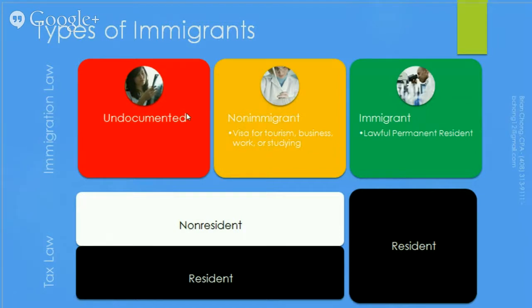Although the immigration laws of the United States refer to aliens as undocumented aliens or non-immigrants and immigrants, the tax laws of aliens are very different. The IRS refers to immigrants as residents or non-residents, and the taxation of aliens really depends on their residency status. In my chart here, under immigrant, they're always classified as resident. And for undocumented or non-immigrants, those that are on visas, they can either be non-resident or resident, depending on whether or not they pass the residency test.